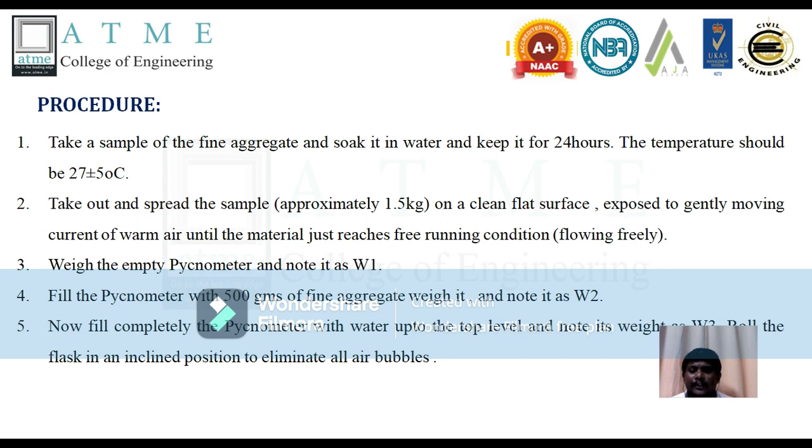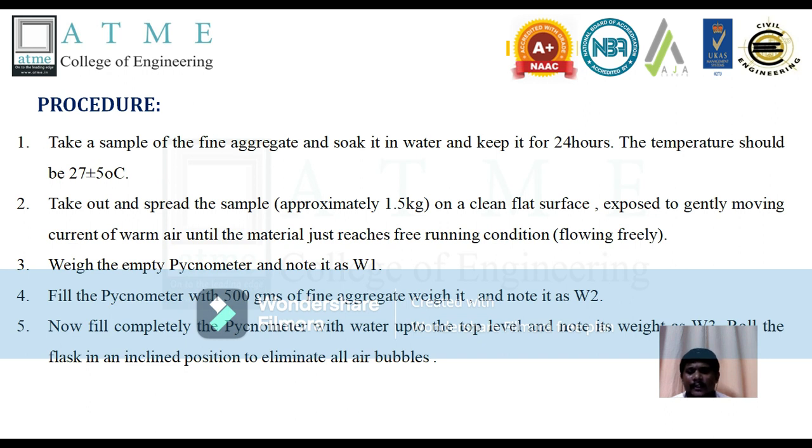The first step is to take a sample of the fine aggregate and soak it in water and keep it for 24 hours. The temperature should be 27 plus or minus 5 degrees centigrade. Take out and spread the sample on a clean flat surface exposed to a gently moving current of warm air until the material just reaches free running condition.